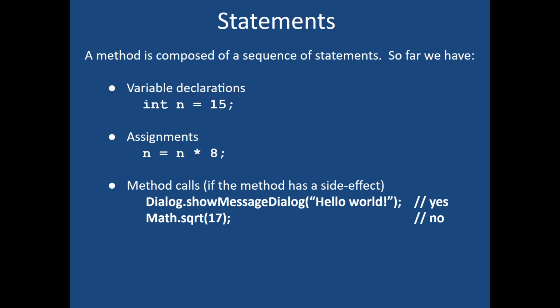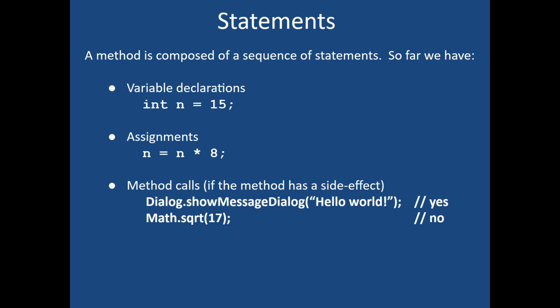A method call all by itself with a semicolon after it can be a statement, but only if the method you're calling does something other than return a value. So it makes sense to call show message dialog because then a box pops up. It doesn't make any sense to call Math.sqrt all by itself on a line because it'll return the square root, but what will happen to the square root it returns? Nothing, it's just thrown away.